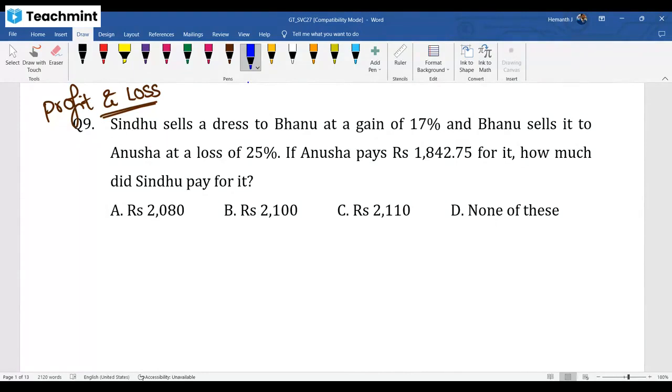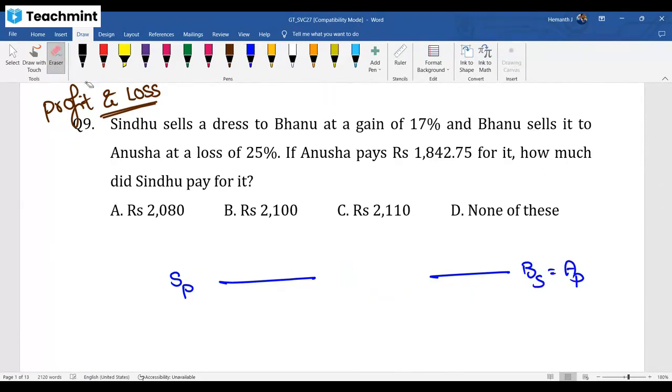So Sindhu purchased it and sold it to Banu. Sindhu sold it or Banu purchased it, both are the same. Then Banu sold it to Anusha, or Anusha purchased it. Suppose you are purchasing a book from a shop. For you it is the cost price. For the shop, it is the selling price.